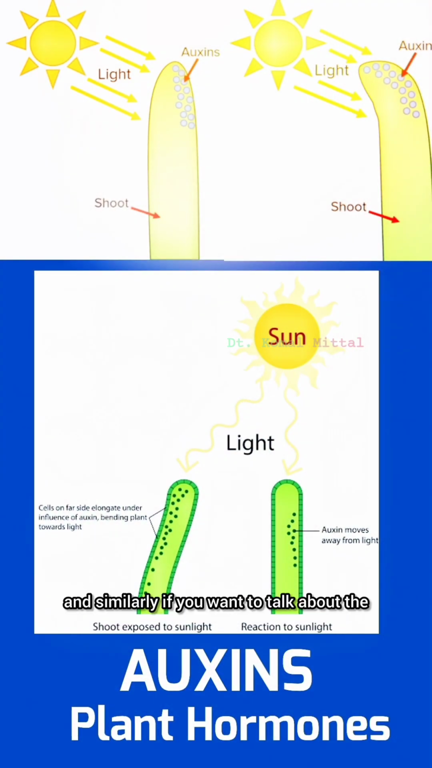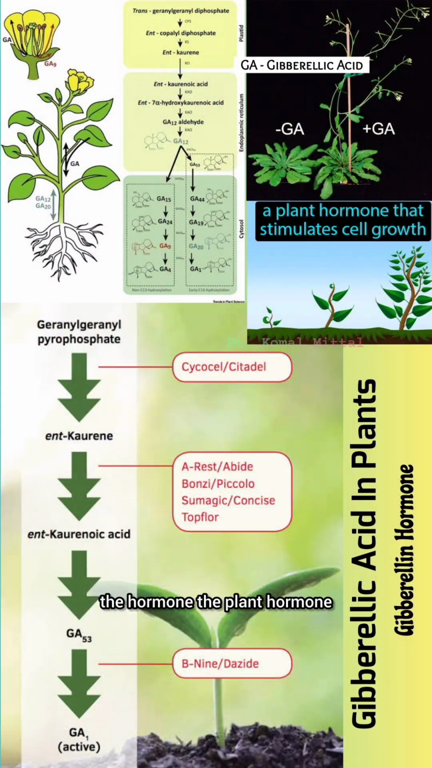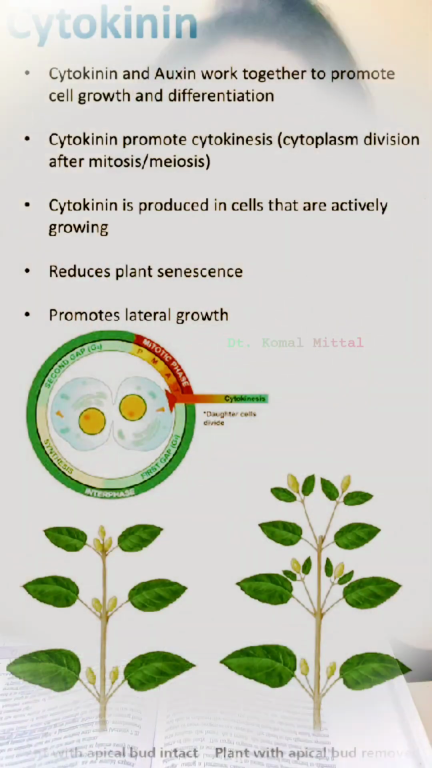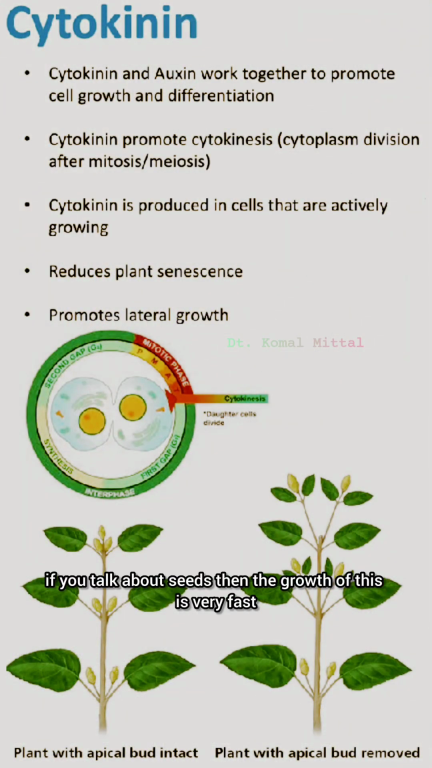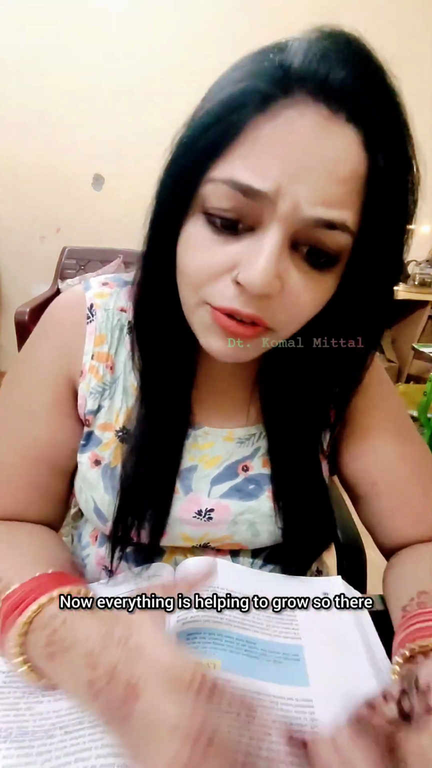Similarly, if you want to talk about the growth of the stem, then gibberellins are the plant hormones which are responsible for the growth of the stem. Now there are certain parts which need very rapid growth. That rapid growth is promoted by the plant hormone cytokinin. If you talk about fruits and seeds, the growth of these is very fast. When we are talking about such fast growth, cytokinins are responsible. Now everything is helping to grow.